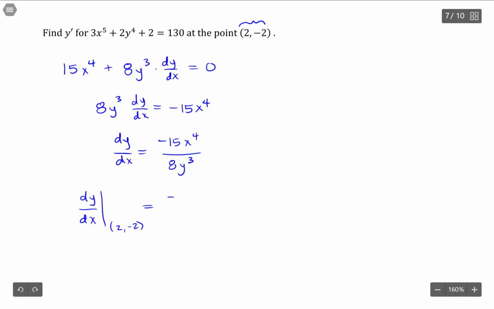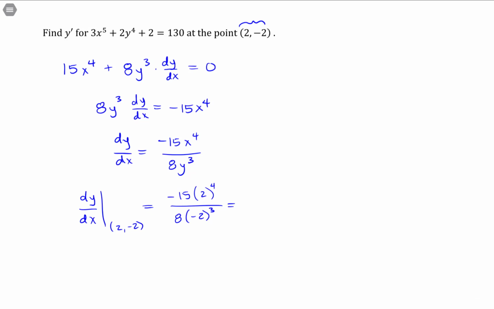So what that means is I need to put in a positive 2 for x and a negative 2 for y. So I end up with negative 15 times 2 to the fourth power. Well, 2 to the fourth power is 16. And then I have 8 times the quantity negative 2 to the third, which is negative 8.